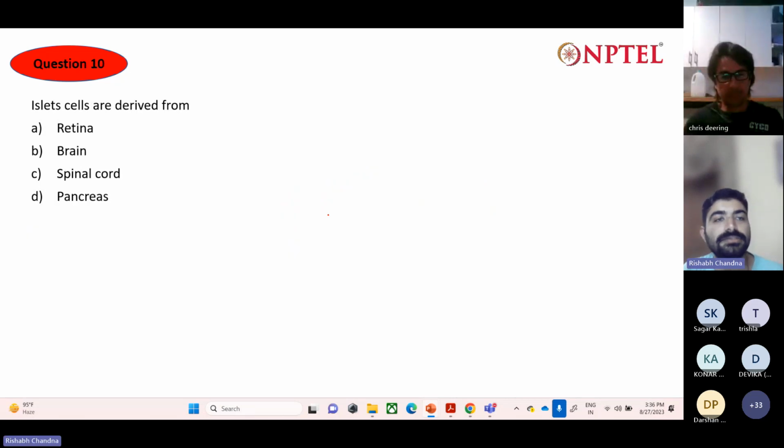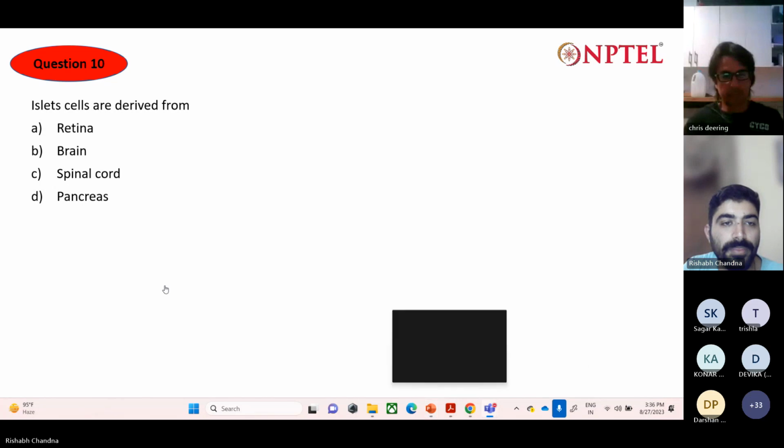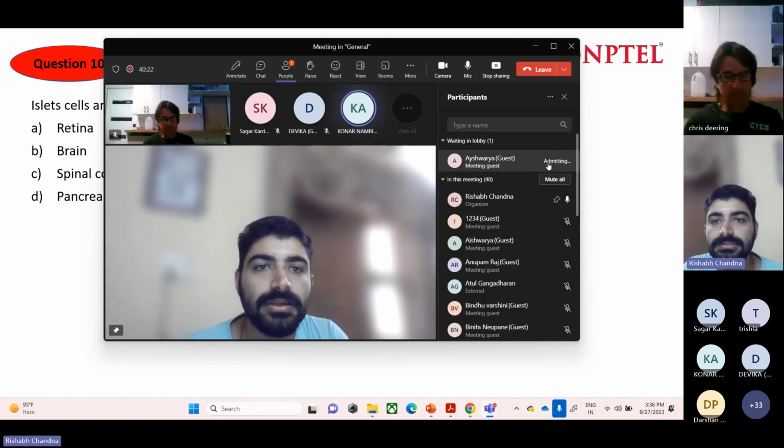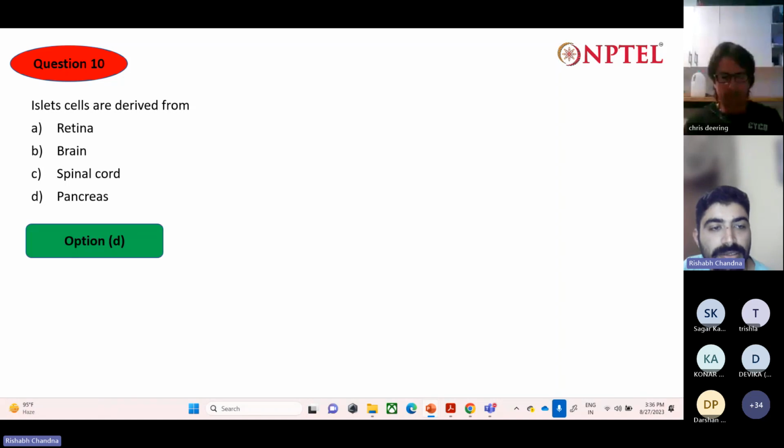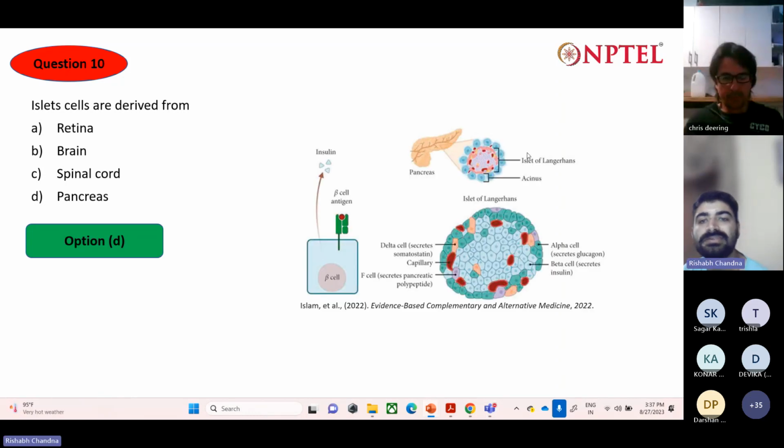So islet cells are derived from, can anybody take a guess? Pancreas. Yes, the answer is pancreas. This is the basic structure of pancreas that we know. And pancreas has islets of Langerhans, and it's actually both an exocrine as well as an endocrine structure.